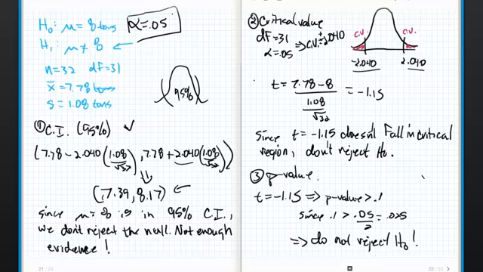And then last but not least, this gets really tricky, and we're going to do a bunch of these in class to get you used to it, all right? t equals negative 1.15, which actually implies that there's a p-value greater than 0.1, which comes from the chart. And I'll show you how to read those a whole bunch. Since 0.1 is greater than 0.05 divided by 2, which is 0.025, we do not reject the null hypothesis. So in all 3 cases, we don't reject the null hypothesis.